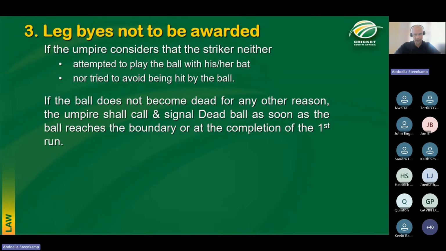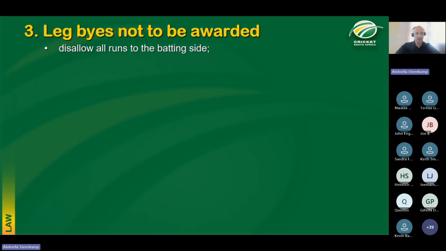So now we know they took that single, they didn't offer a shot, it hit the pad, and those leg byes should not be awarded. So now what do you do as an umpire? You then need to do the following. That single that they took, in my example, where let's say they hit the pad, it ricocheted to fine leg, and they completed the run. I've just covered that you, the umpire, need to intervene by calling and signaling dead ball. And we now know that leg byes for that one run should not be awarded. So you need to disallow that run. What else should you do?